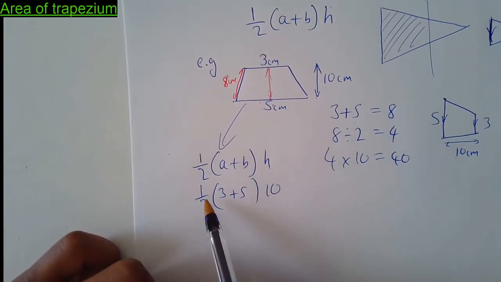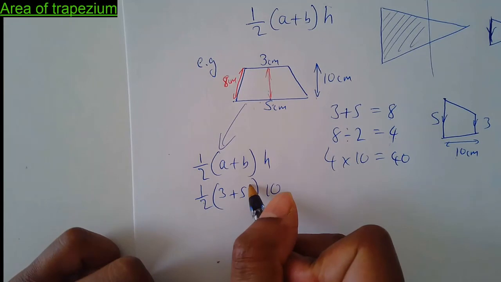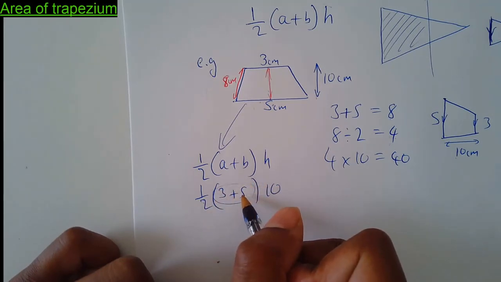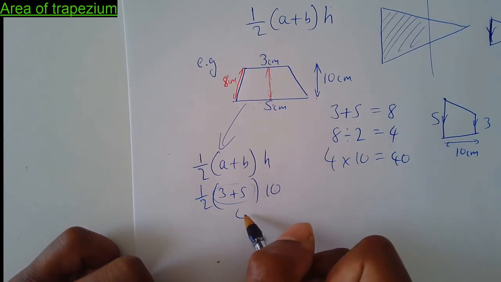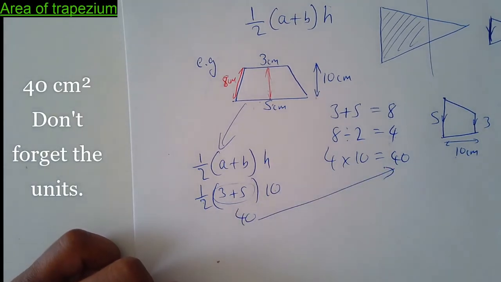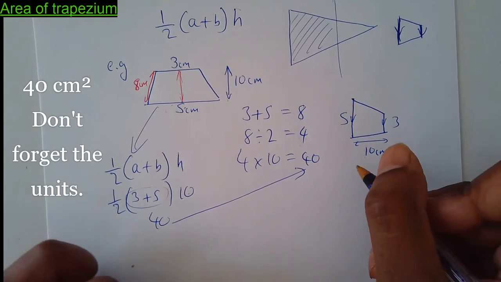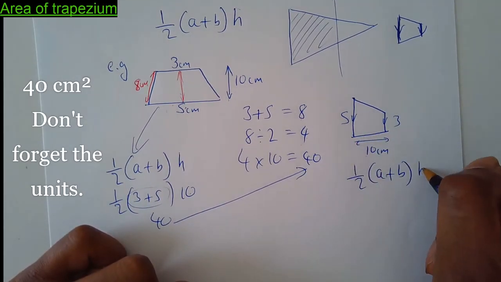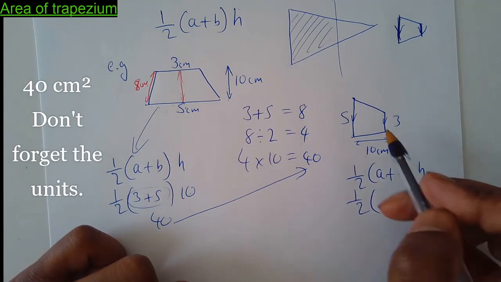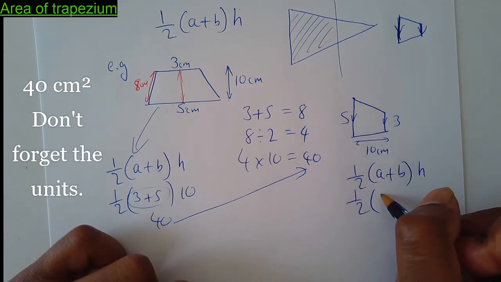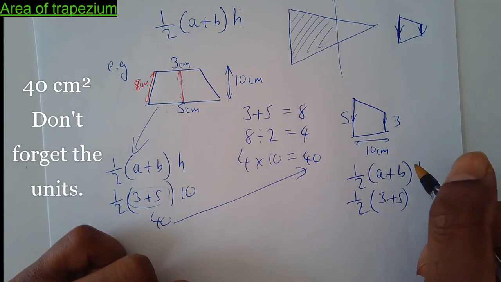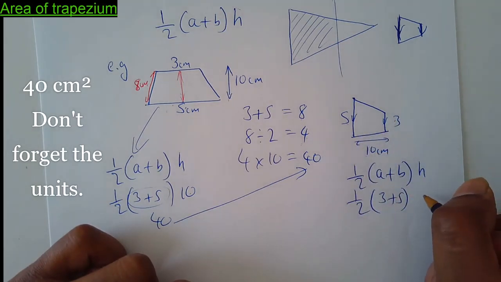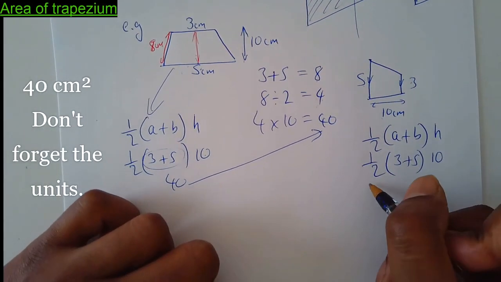All you're going to do now is half times 8, half of 8, which is 4. 4 times 10, 40. Same answer. For this one, same thing. Just remember that this is tilted to its side. A and B are the two parallel sides, and H is the gap between the two parallel sides, and you get the same answer.